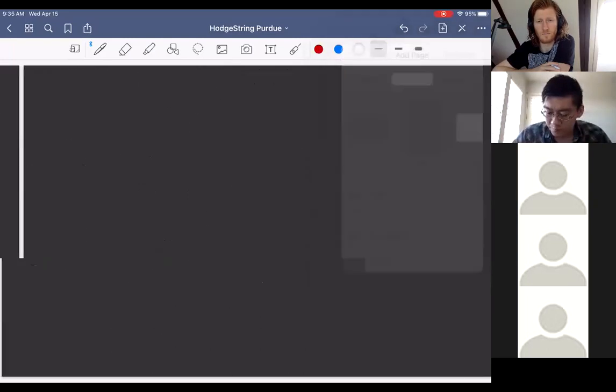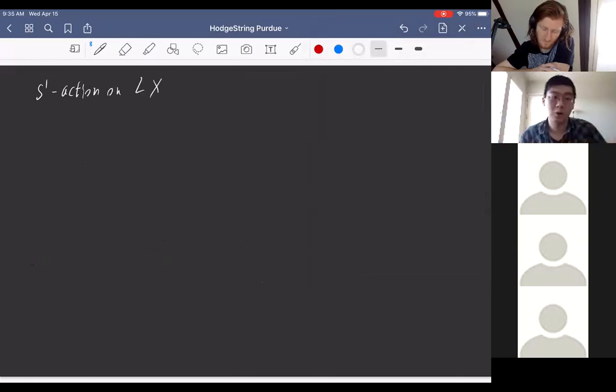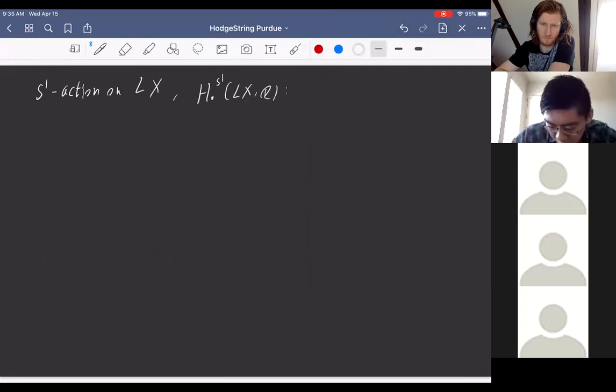And now there is also an S1 action on the free loop space, right? The action is just you acting on the domain S1, so you're just rotating the domain, okay? And because of this action, we can look at the homotopy quotient of this free loop space. And also we can look at the S1-equivariant homology of the free loop space, just the homology of this homotopy quotient.